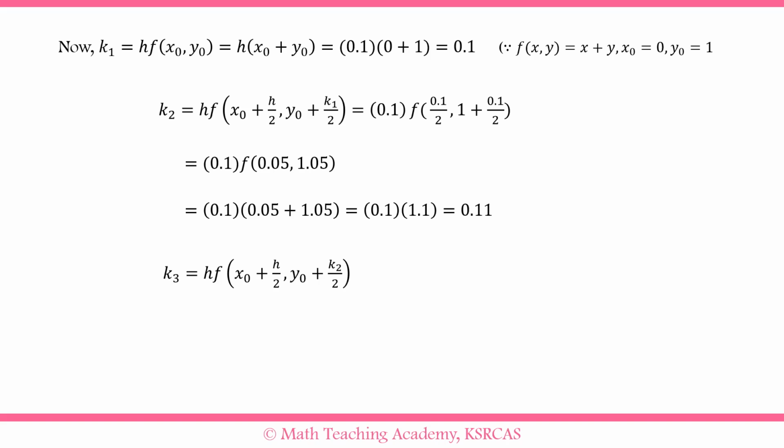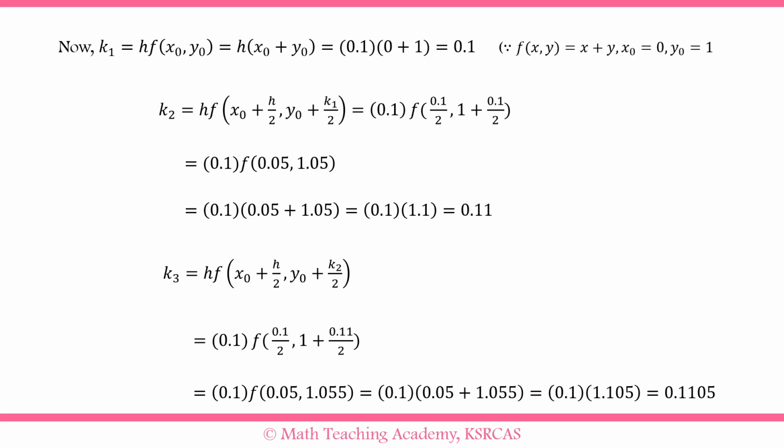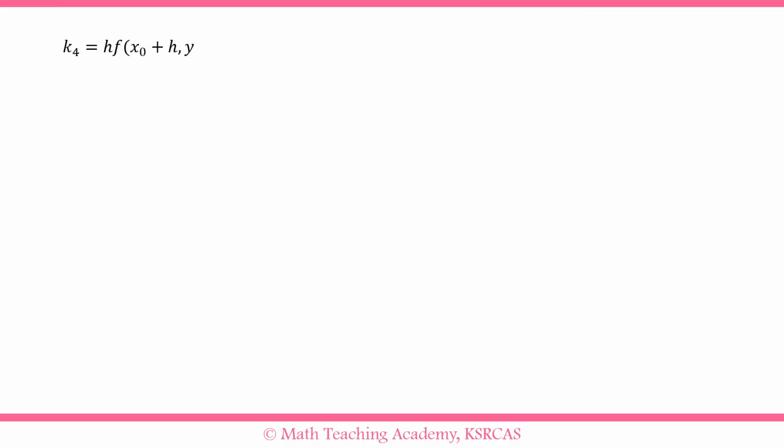So k3 equal to h into f of x naught plus h by 2 comma y naught plus k2 by 2. Now substitute all the values, h value, x naught value, y naught value and k2 value. We get 0.1 into f of 0.05 comma 1.055. So this is the form of f of x comma y. Then add x and y value. Final answer is 0.1105.